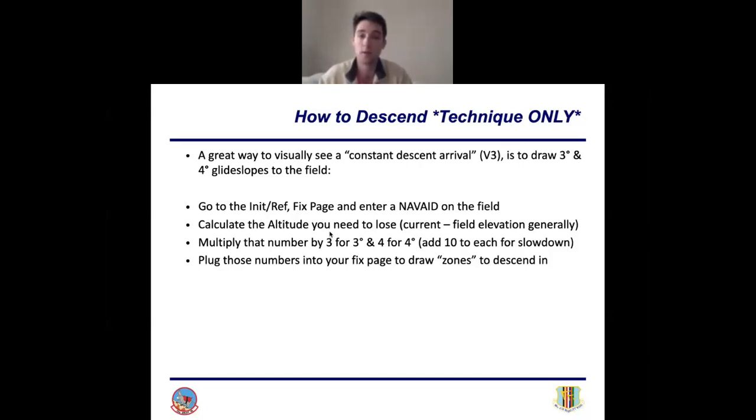If you plug those into the fix pages for distances, you can now draw a 3-degree glide path and a 4-degree glide path zone and keep yourself up to date with where you're at. I'll show you how that looks in a second.